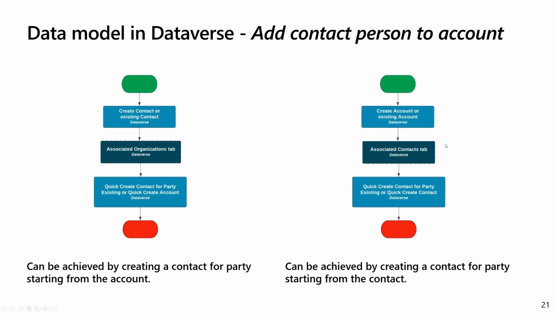The second way to do it, on the right-hand side, is by starting the flow from the account side. So we can either create an account or open the form of an existing account, navigate to the associated contacts tab that is available, and then from there perform a quick create for the contact or party record, and we can either use an existing or create a new contact.